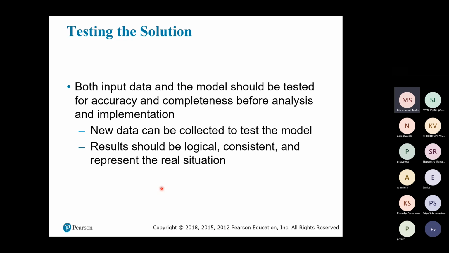So how do you prove that your output data is accurate or not? You must test your input data and also your model. You must be able to say that the data is accurate, and you must also be able to say that your model is accurate. So that is testing the solution. You must test both input and model to check whether they are accurate or not.